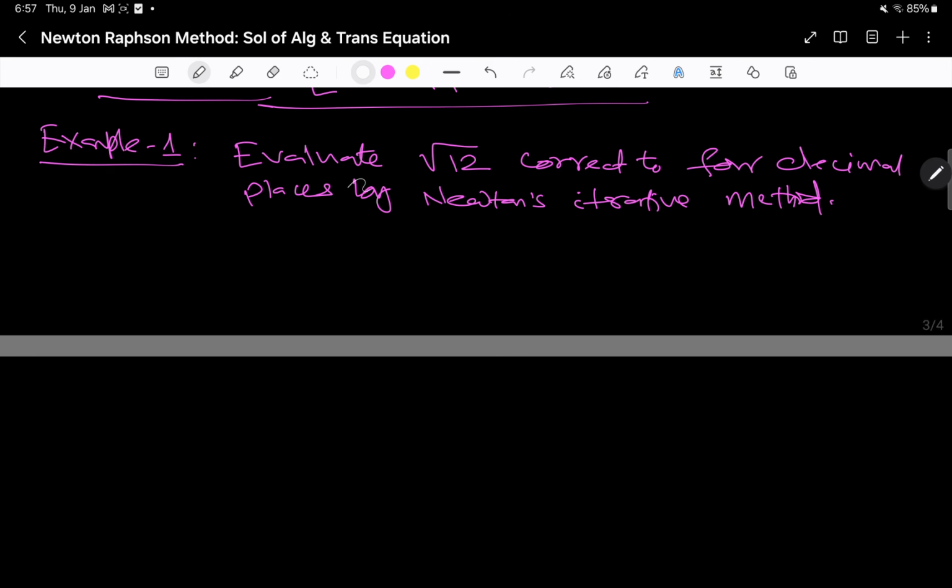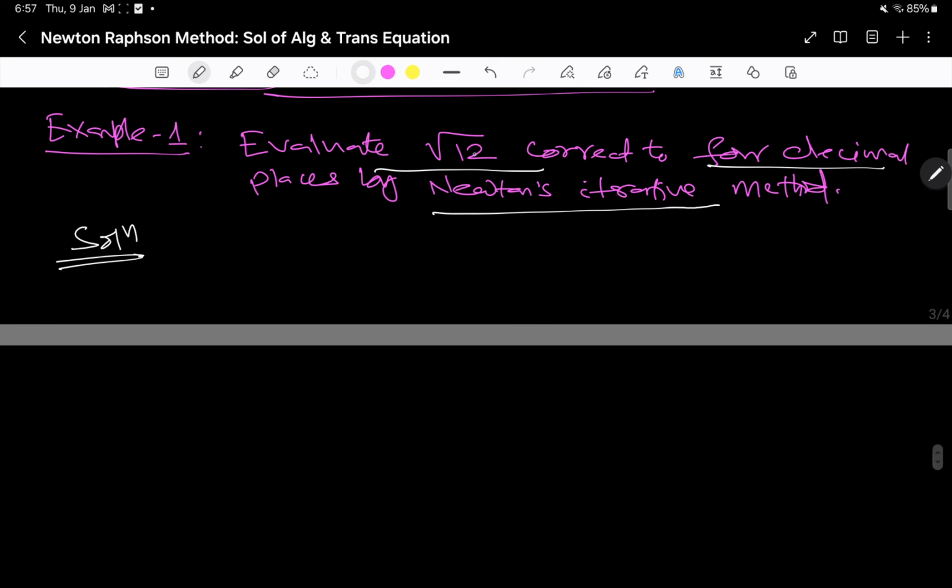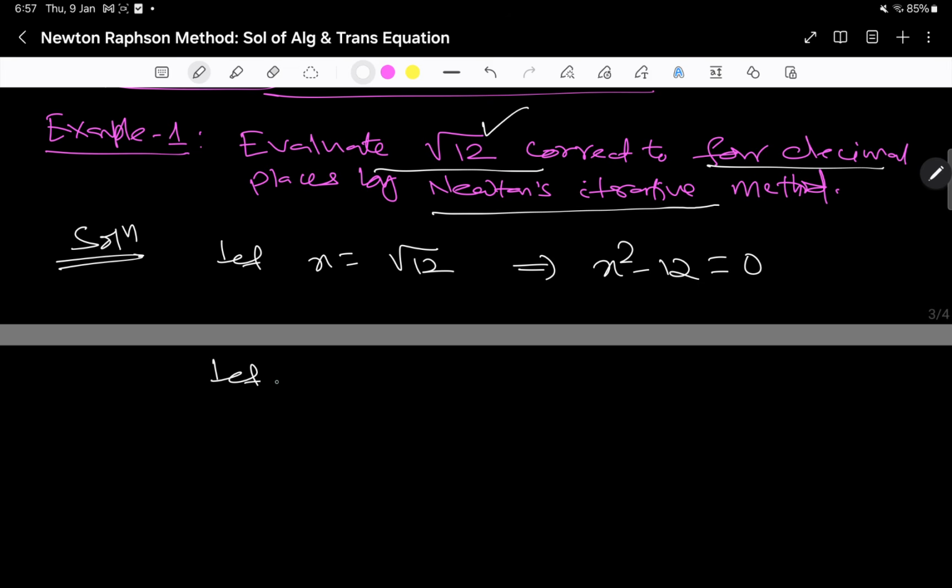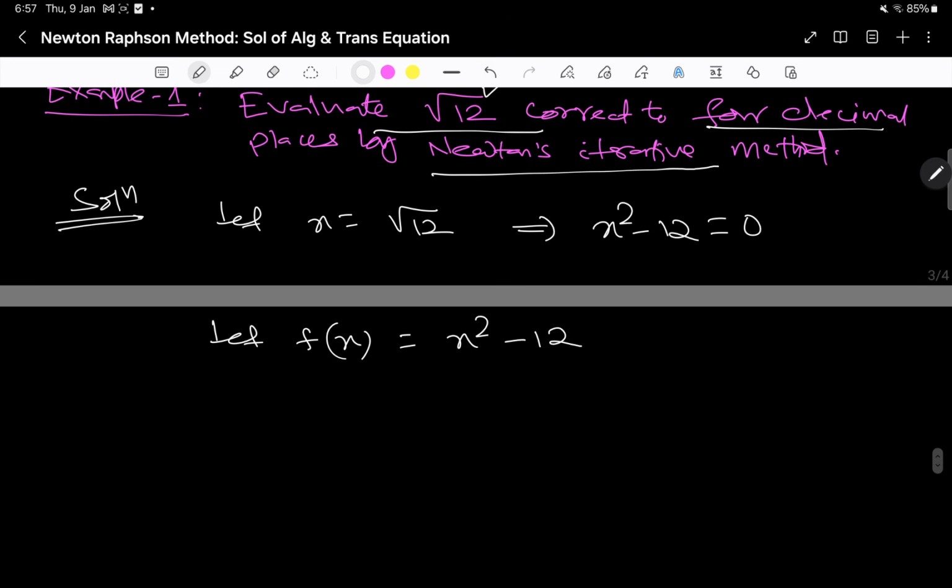Suppose you are asked to solve one example. Evaluate root 12 correct to 4 decimal places by using Newton's iterative method. Newton-Raphson method is an iterative method, or NR method, or Newton's method. So here, coming to the solution. You are asked to find root over 12, right? So let x is equal to root over 12. That means x square minus 12 is equal to 0. So let f(x) be x square minus 12, right?